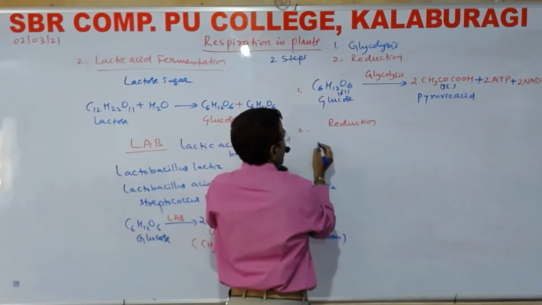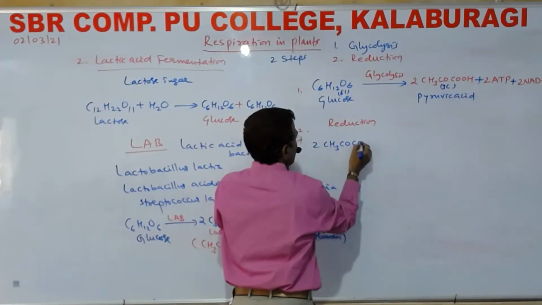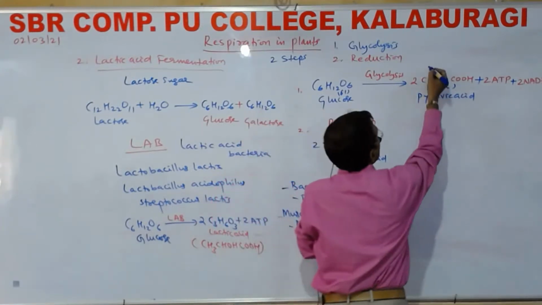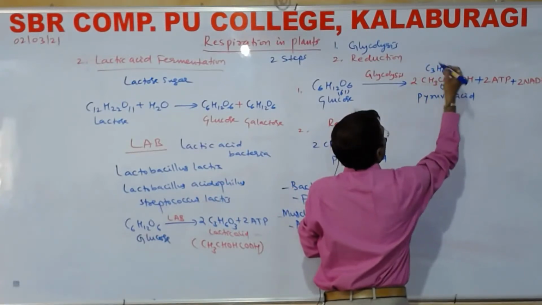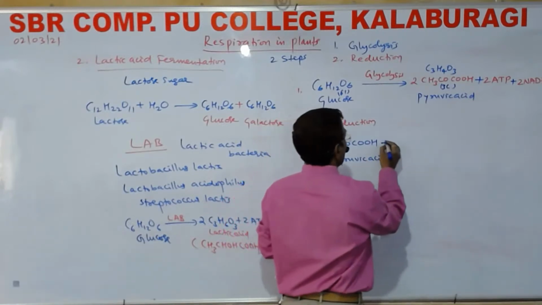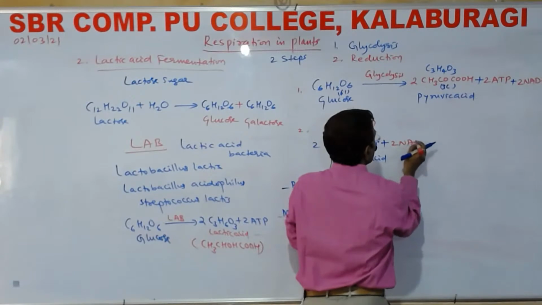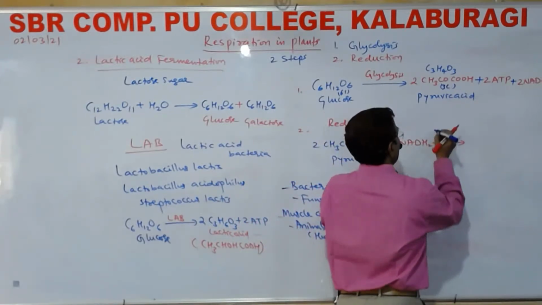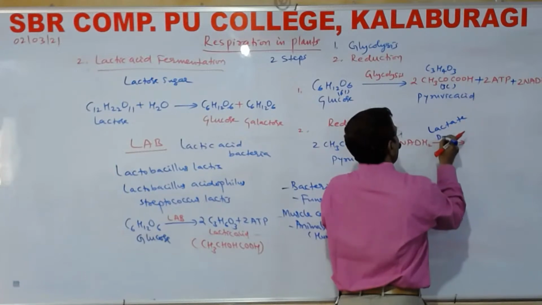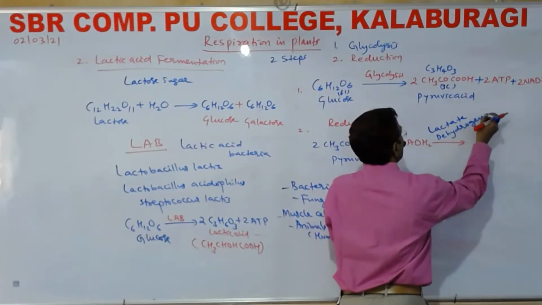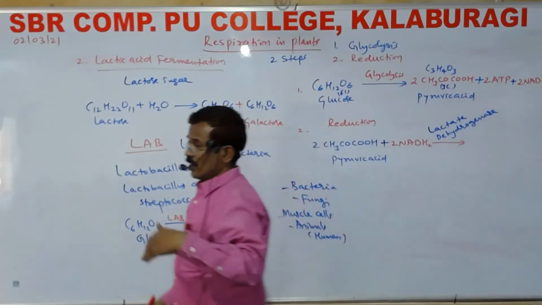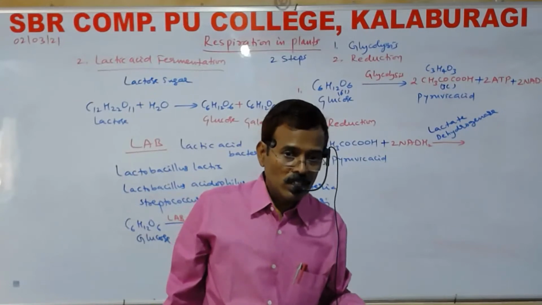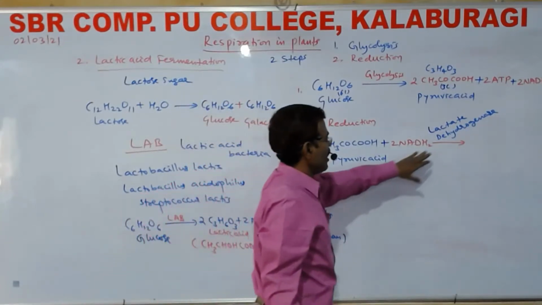Reduction. So two molecules of pyruvic acid. How is this pyruvic acid written? C3H4O3, this also we can write. This will be reduced by the reduced coenzyme. This reaction is catalyzed by a very important enzyme you have to remember: lactate dehydrogenase. In alcoholic fermentation, the decarboxylation step uses pyruvic decarboxylase, then the reduction step uses alcohol dehydrogenase. So here it is lactate dehydrogenase.